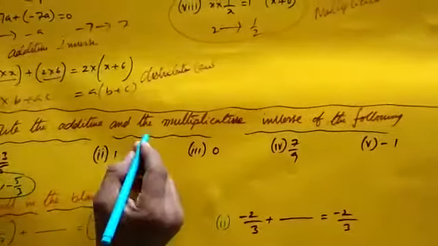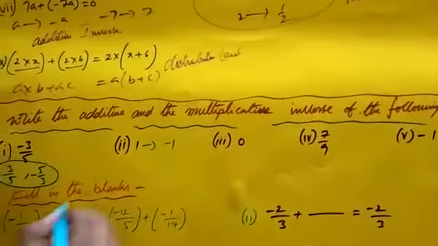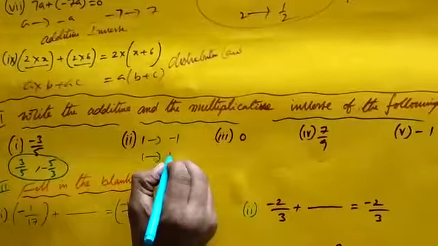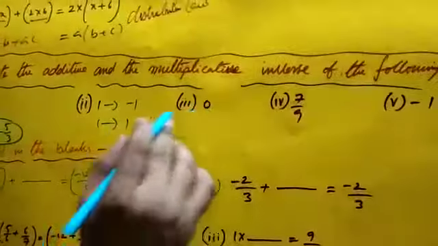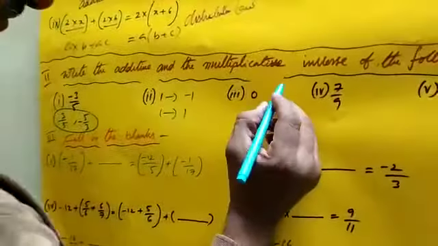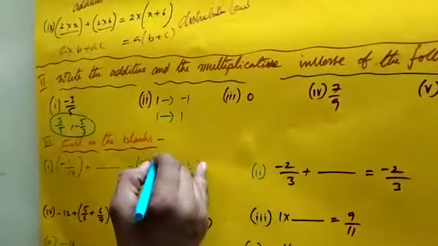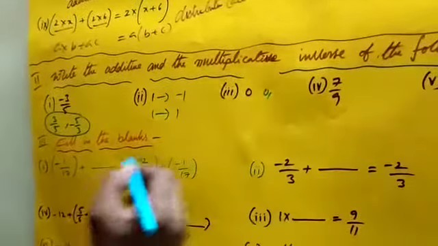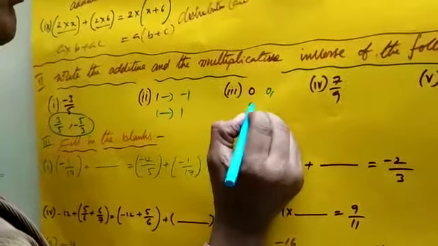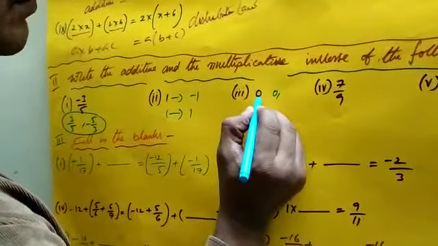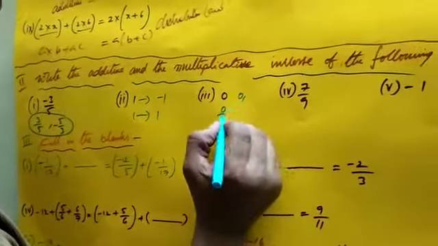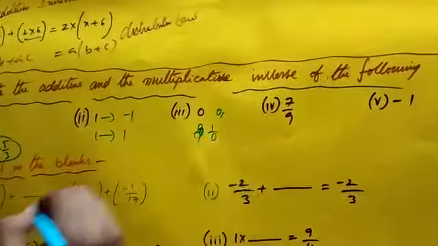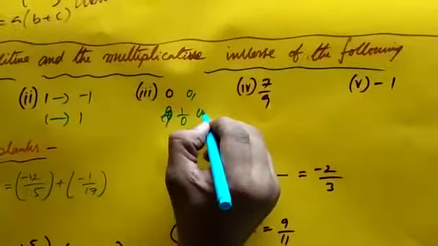The additive inverse of 1 is minus 1, and the multiplicative inverse is 1 by 1, which is 1. The additive inverse of 0 is 0, just the sign is changed. The multiplicative inverse of 0 is undefined, because 1 by 0 is undefined.